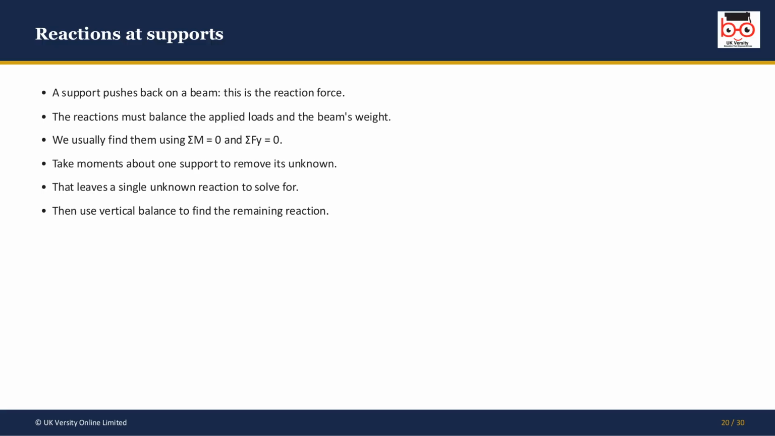The clever move is to take moments about one of the supports, which makes that support's unknown disappear, leaving just one reaction to solve for. Then vertical balance hands you the other one.